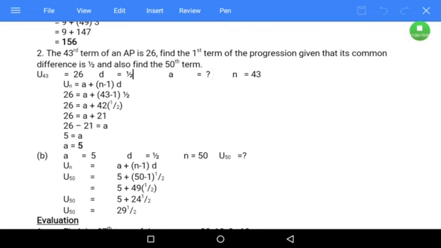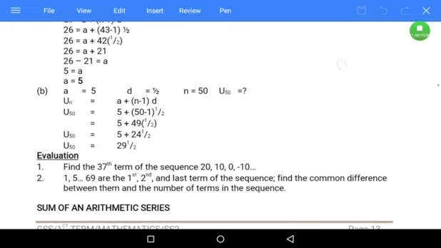Now, having the parameters at hand, what do we do? You can make up an equation from this. We know that our general formula to get the nth term is Un equals a plus n minus 1 d. So you have U43, which is 26, equals a plus 43 minus 1, d is half. Now make that an equation. You get 26 equals a plus, 42 times half gives 21. Then make a the subject, which should be 26 minus 21. That gives a equals 5.